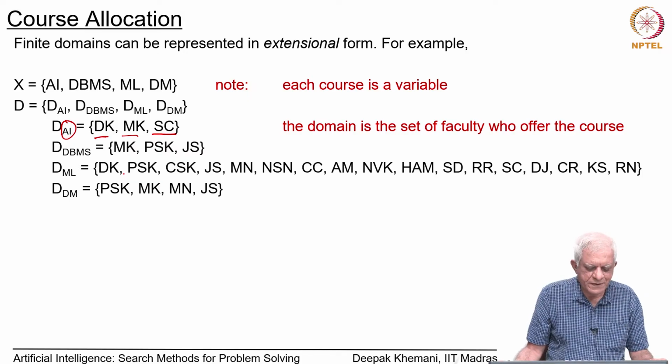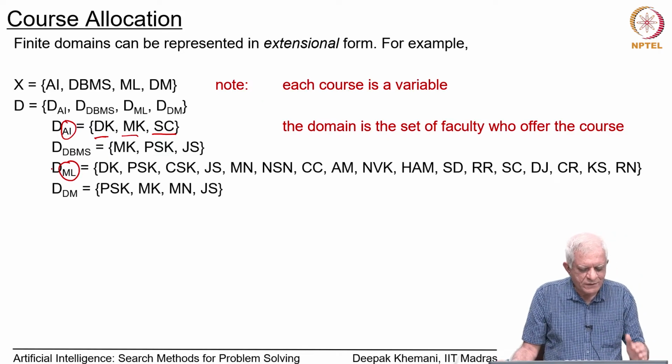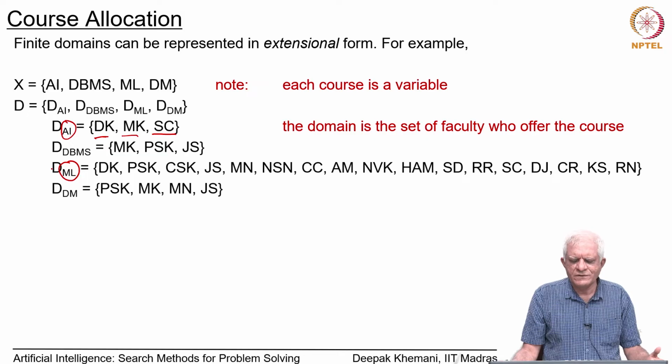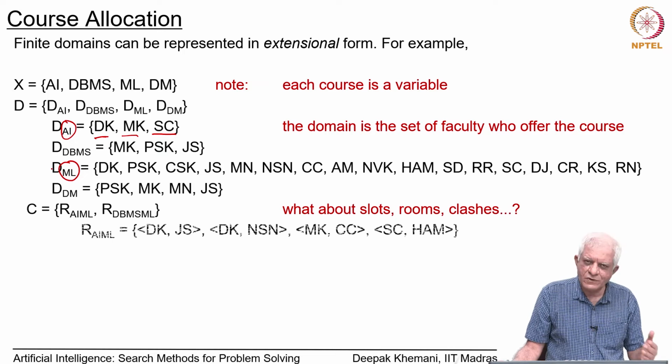3 people can teach DBMS, and as you can expect in these times of COVID and ML, a large number of faculty members are interested in teaching machine learning. So, anyway, that is what we have. We have a set of courses, and each course has a domain which specifies which faculty can teach that course, and the task is to now find an assignment to courses essentially.